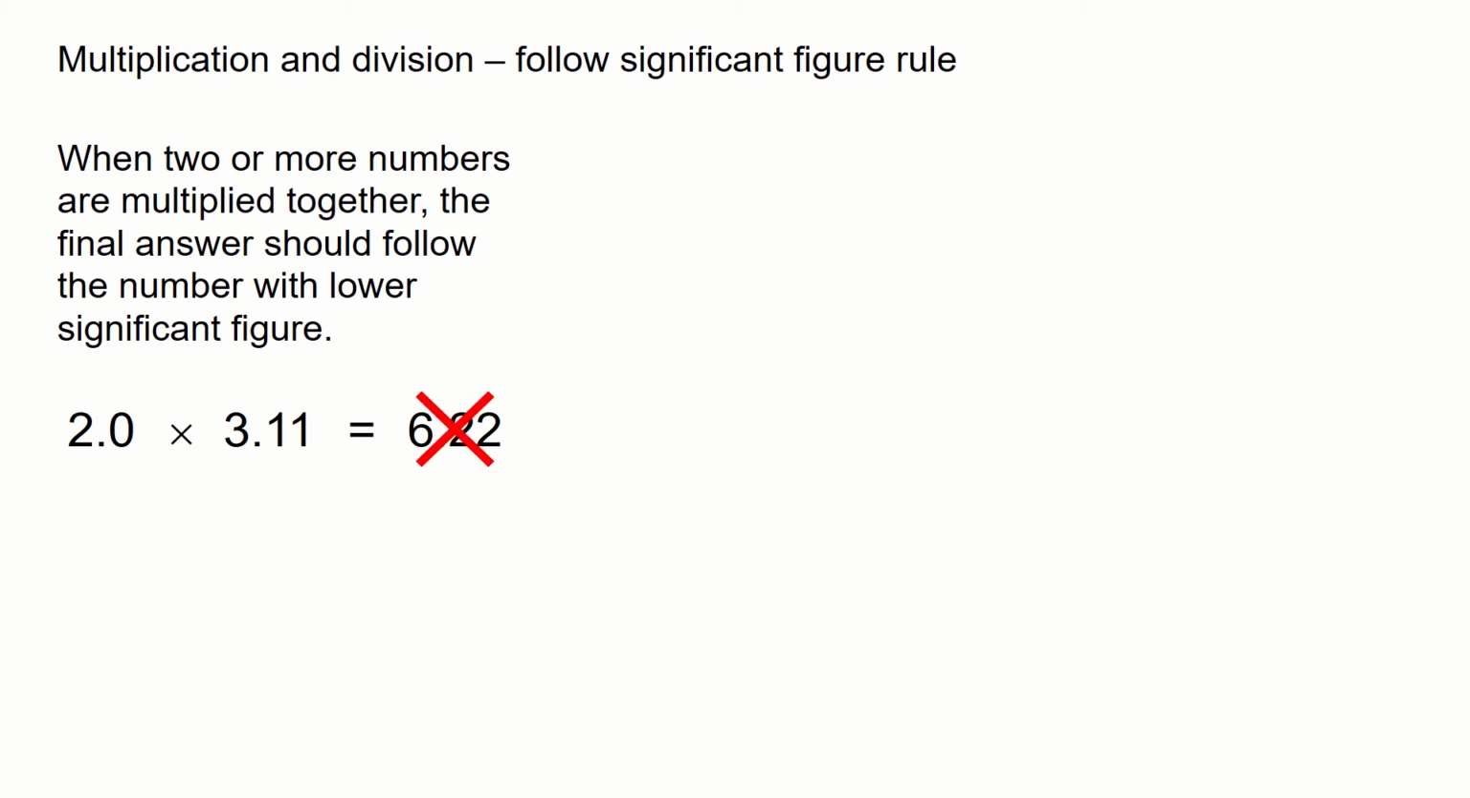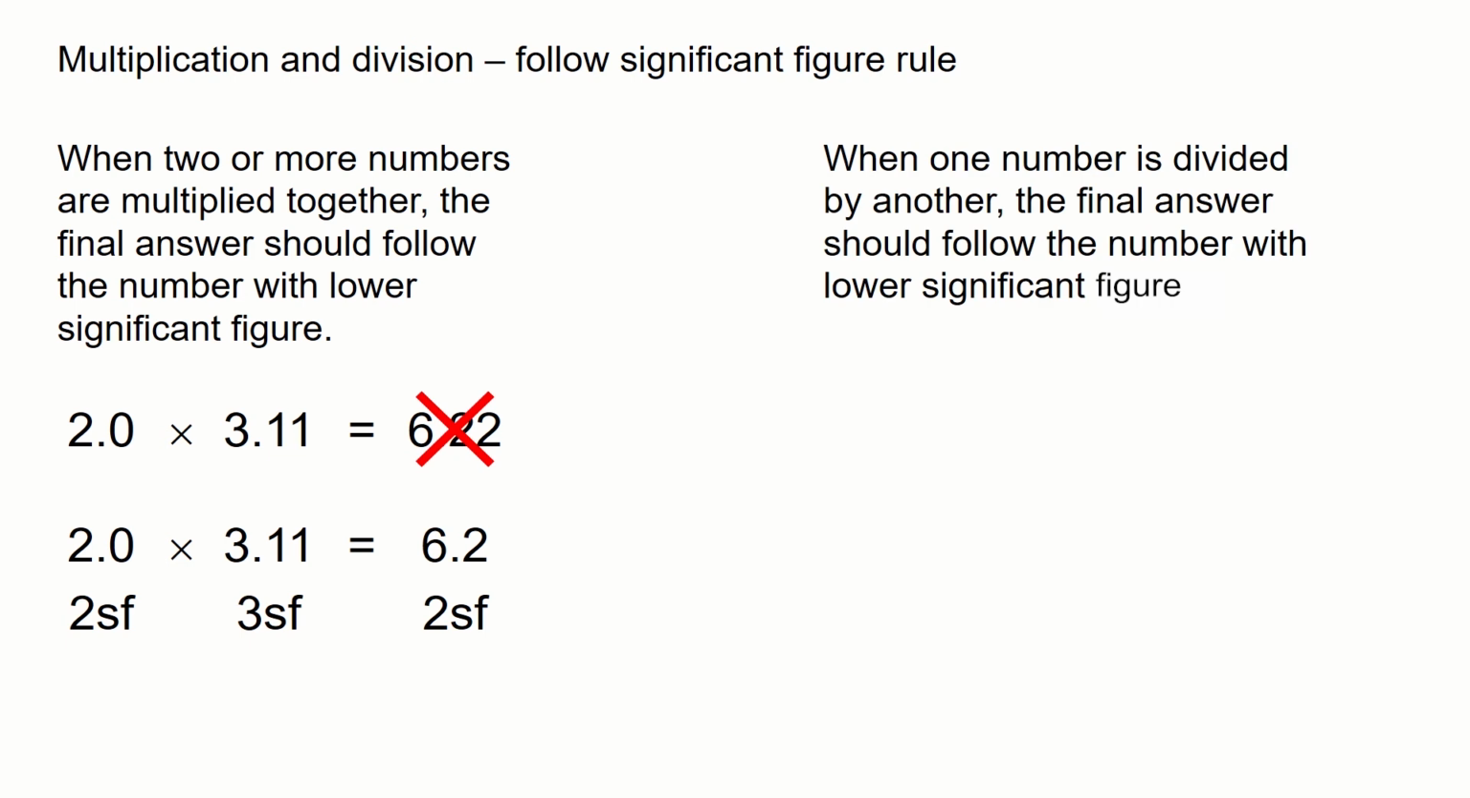But no, that's not the answer. You are supposed to get 6.2. That's because 2.0 has 2 SF, 3.11 has 3 SF. Your final answer should have 2 SF.